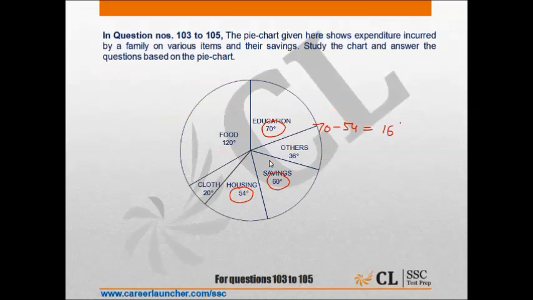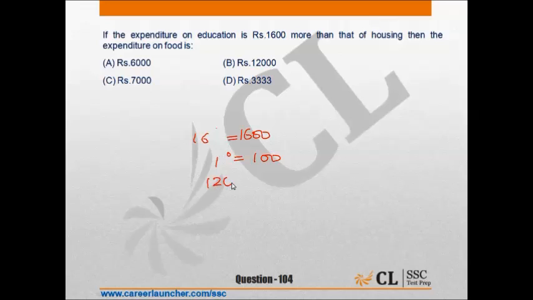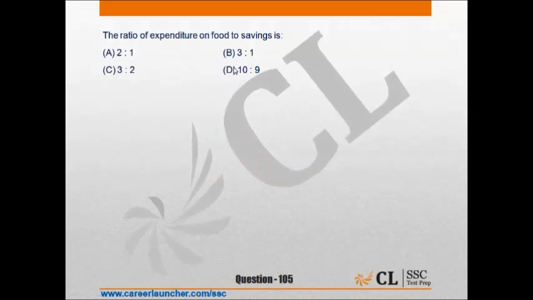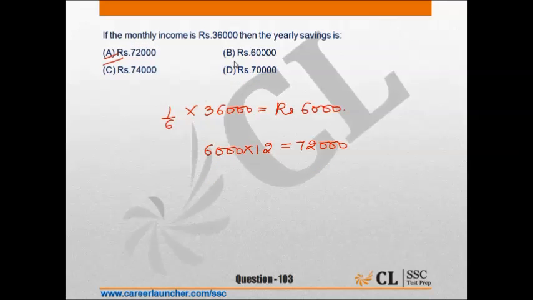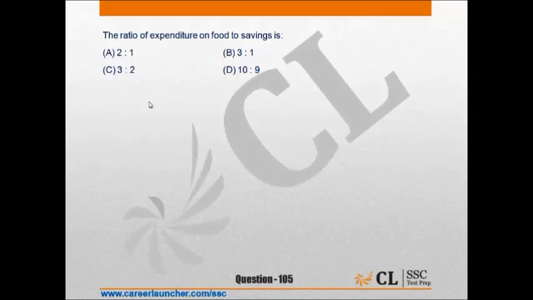Now the expenditure spent on food is 120 degrees. So in terms of rupees, it would be 120 into 100, that is equal to rupees 12,000. So our correct answer is option B. The next question is, the ratio of expenditure on food to savings is. The expenditure on food is 120 degrees and the expenditure on savings is 60 degrees. So the ratio comes out to be 2:1. So in this question, our correct option is option A.